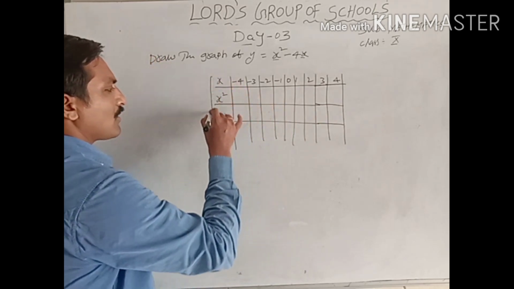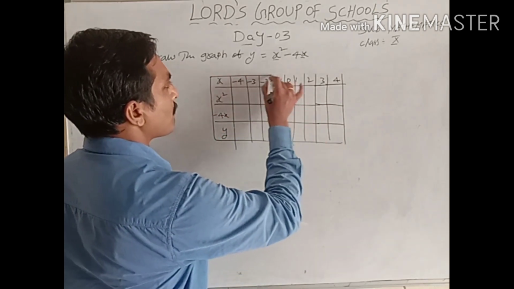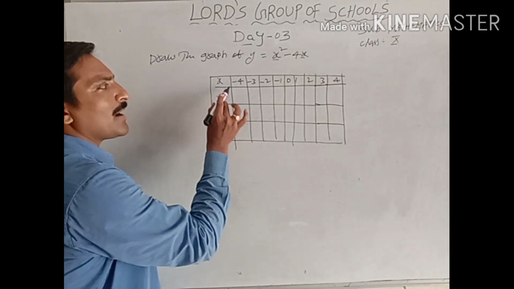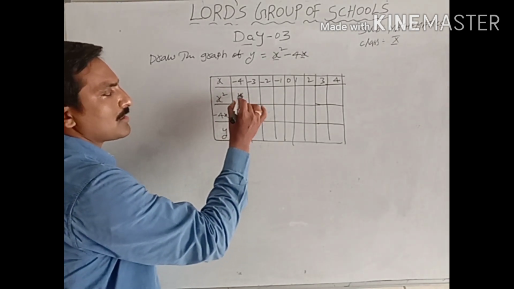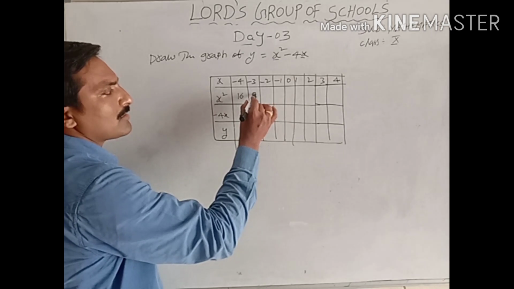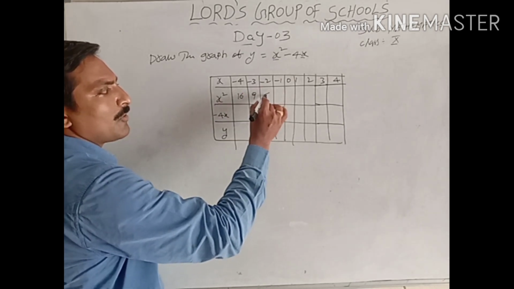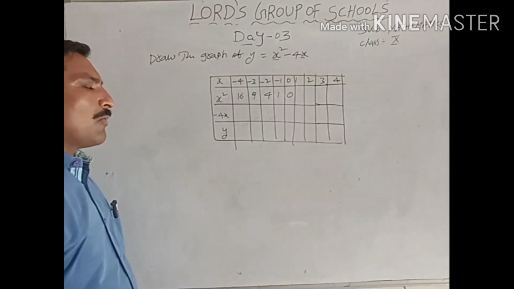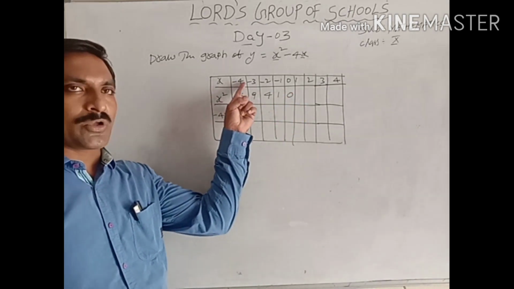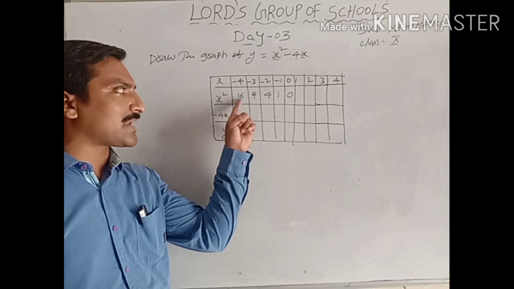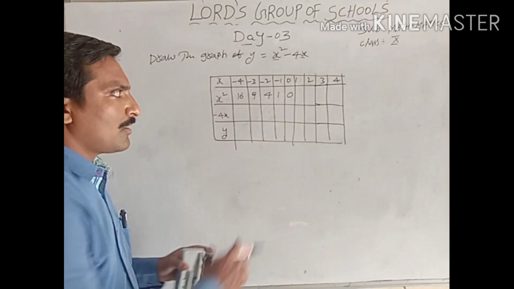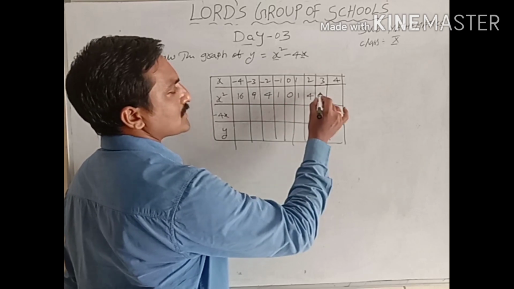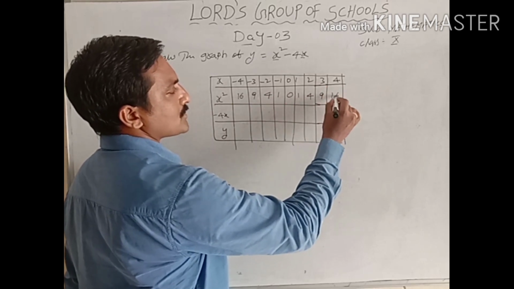Now first of all, this is the table framing. X value minus 4, x square: minus 4 whole square is 16, minus 3 whole square is 9, minus 2 whole square is 4, minus 1 whole square is 1, 0. Whatever may be the base, negative or positive, if the power is an even number, the result is always positive. 1 square is 1, 2 square is 4, 3 square is 9, 4 square is 16.